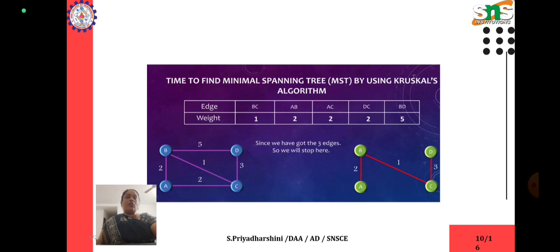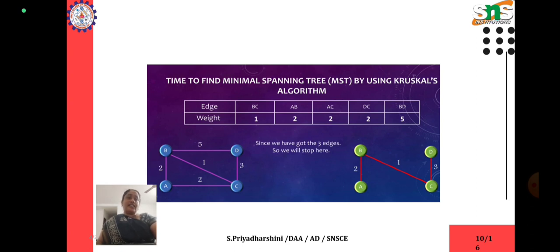Here 1 is the smallest weight, so we select edge BC. Then 2 is the next smallest weight, and edge AB does not form a circuit with the previously selected edges, so we will select it. Then again, 2 is the smallest weight, but if we select edge AC, it will form a circuit, so we are going to reject edge AC. 3 is the next smallest weight, and edge DC does not form a circuit with the previously selected edges, so we select it.